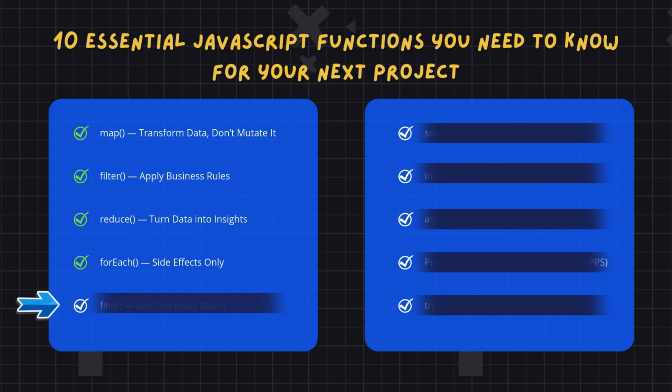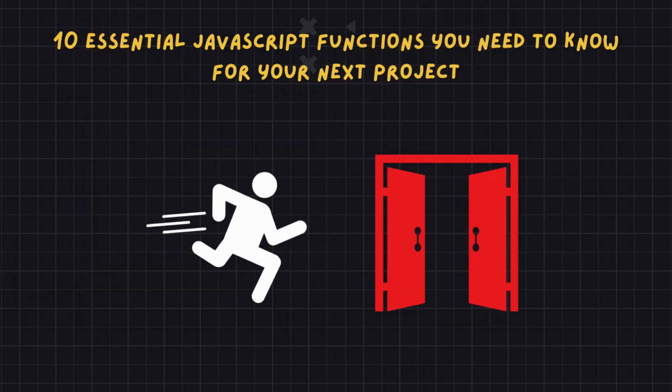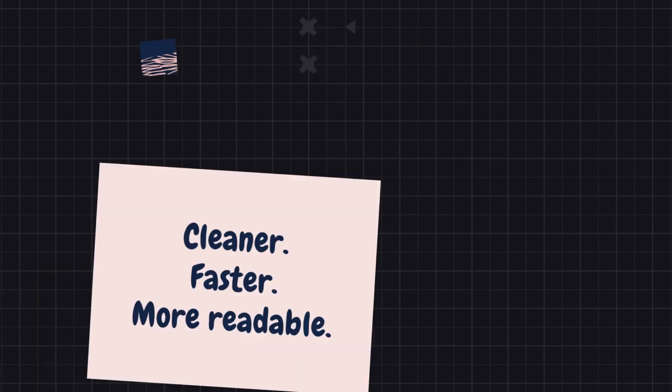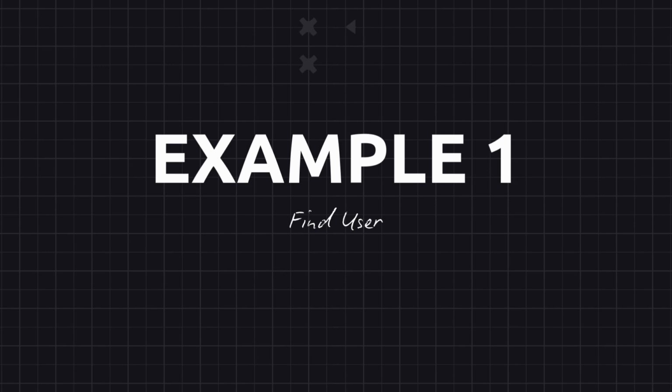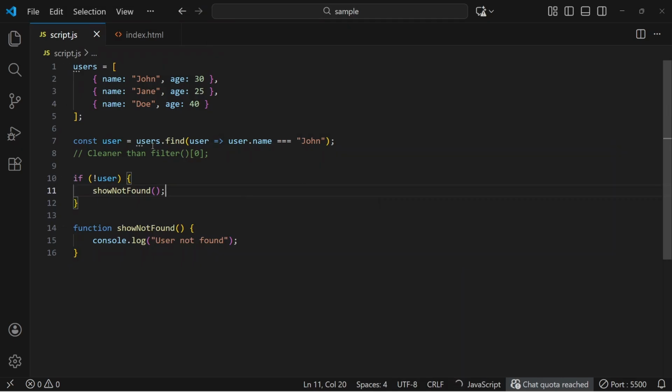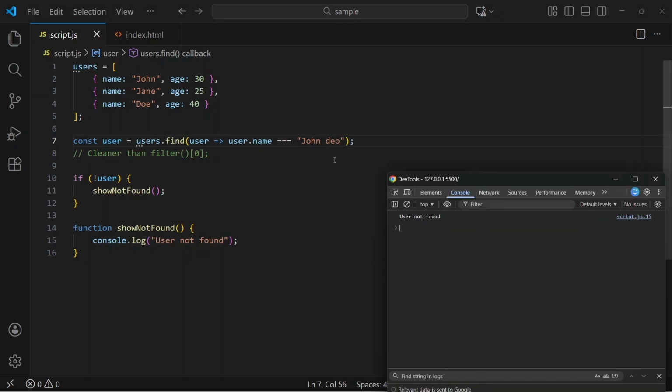If you expect one result, use find, not filter. Find returns the first match and exits immediately. Cleaner, faster, more readable. Example 1, find user. We have a list of users. In that we need to find the username John. So I'm using users.find with param user that checks triple equals John. If it is there, it will return the user, else it will return undefined. If the user is not found, then we show an alert message of not found.